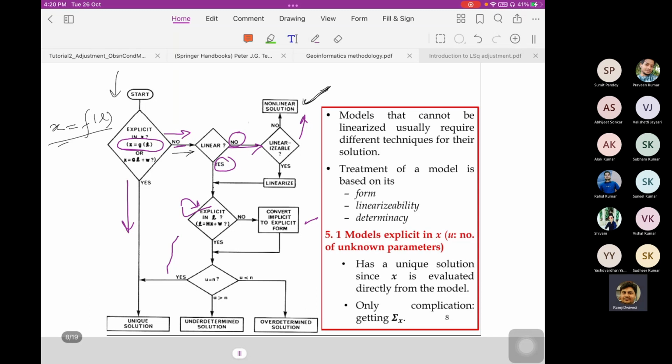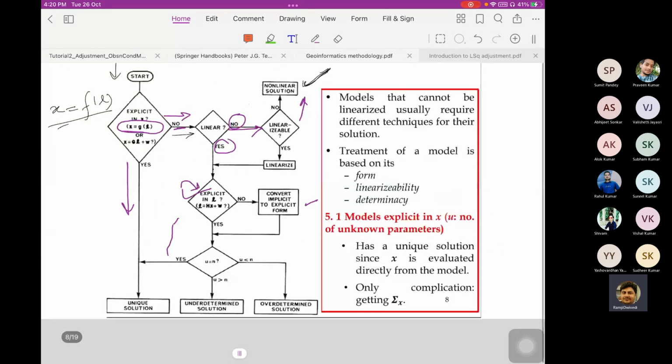Models that cannot be linearized usually require different techniques for their solution. Treatment of a model is based on form, linearizability, and determinacy. For a model explicit in X, where u is equal to the number of unknown parameters, the only complication is in getting sigma XX. Anyways, just forget about this theory at this point of time.